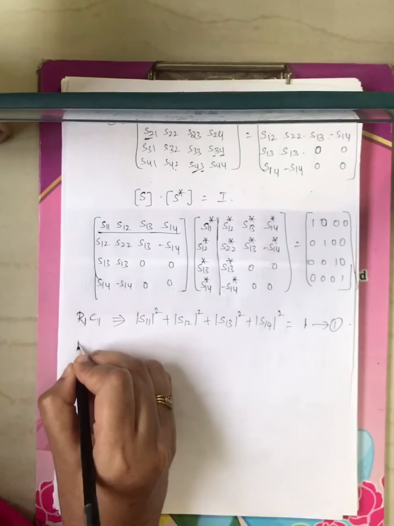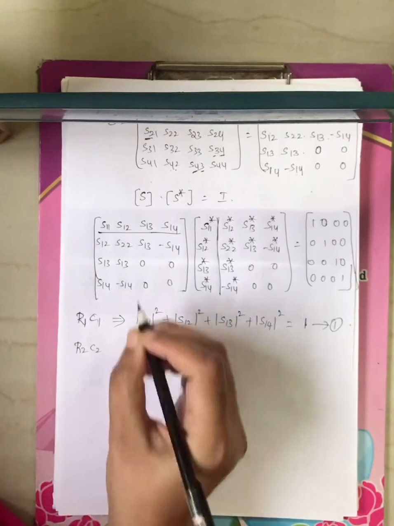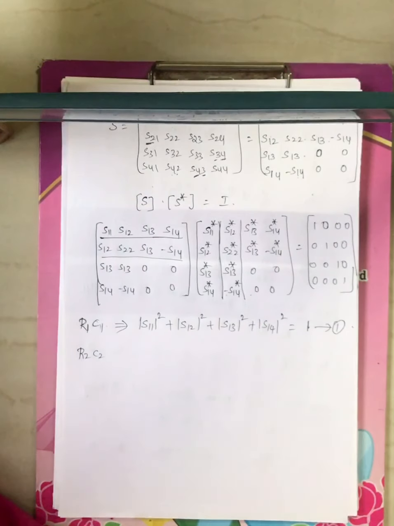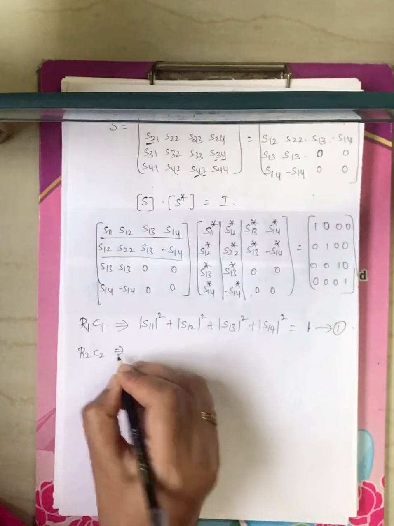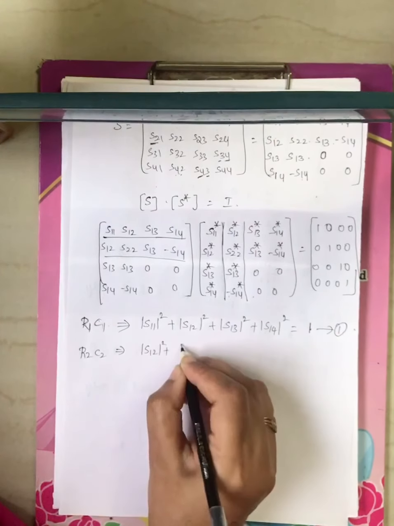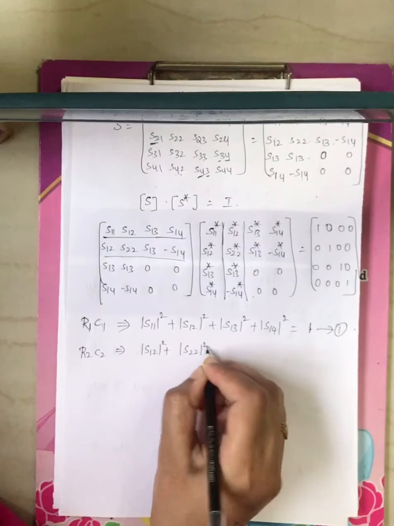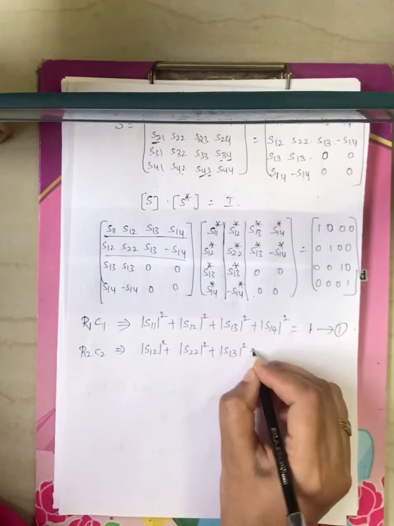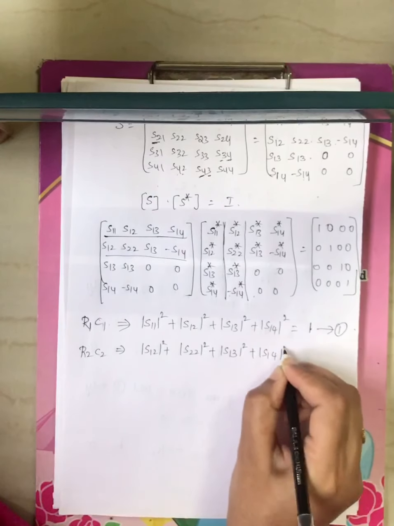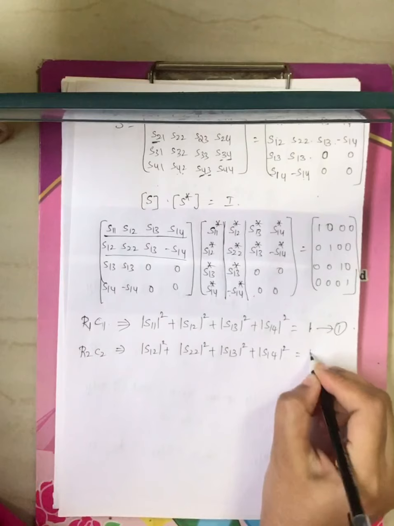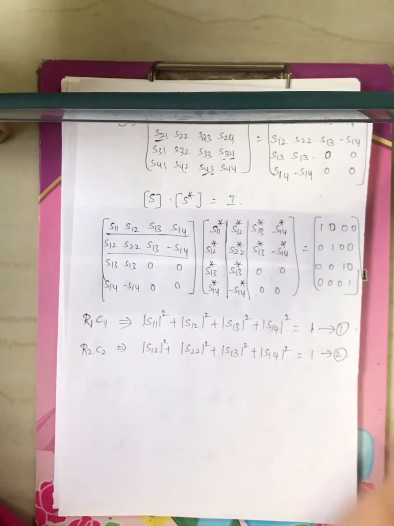Similarly, R2 C2, row 2 with column 2. You will get mod S12 square plus mod S22 square plus mod S13 square plus mod S14 square, and this equals 1. Represent it as equation number 2.